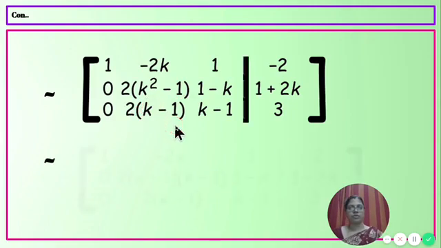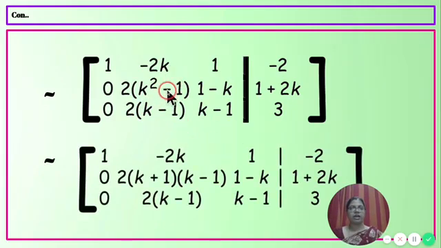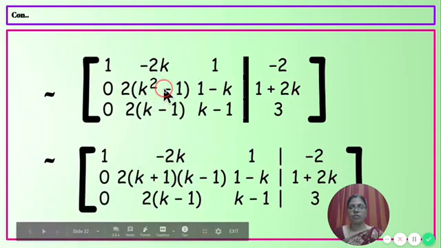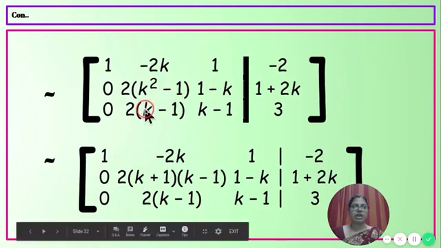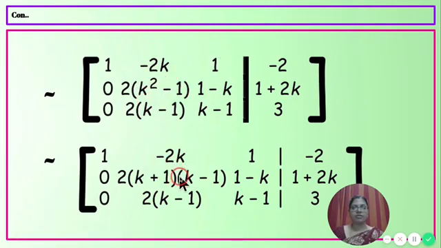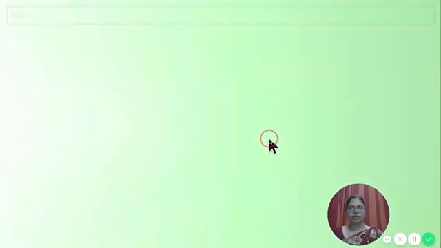So this is the augmented matrix, and now I have expanded this with the formula, that is the a square minus b square formula. So a square minus b square is equal to a plus b, a minus b. So I have expanded this with the formula. So let us see.